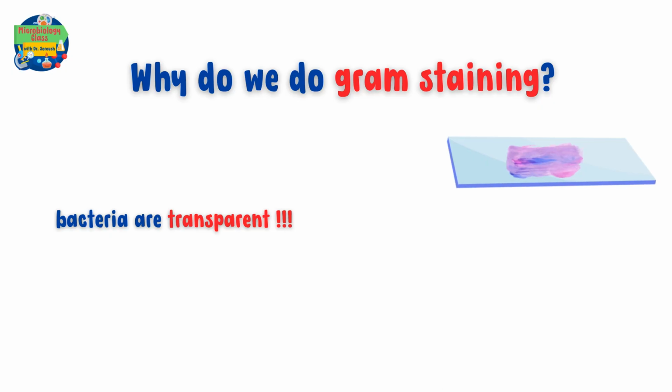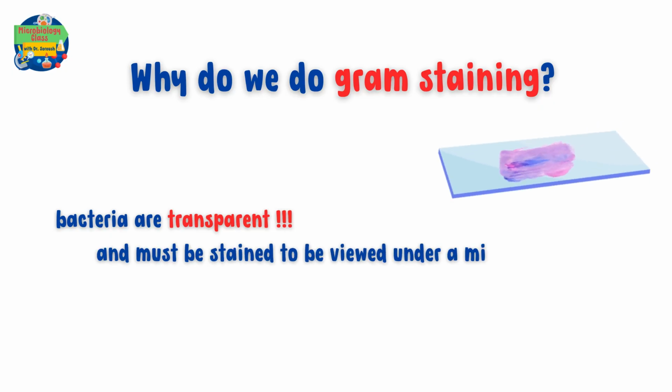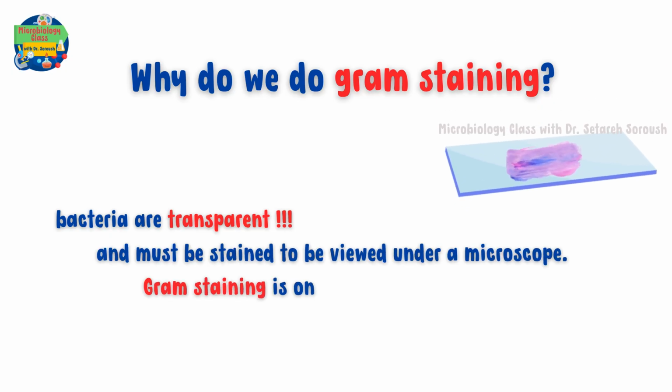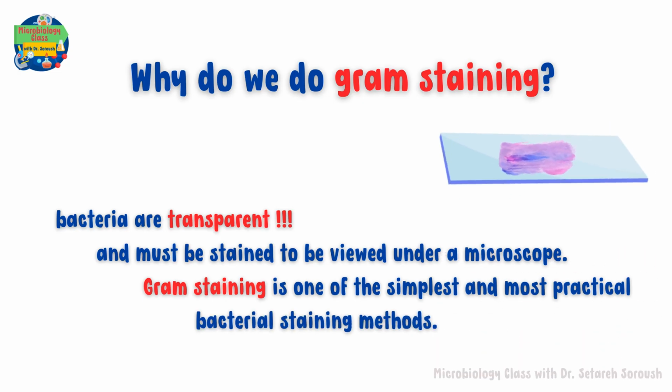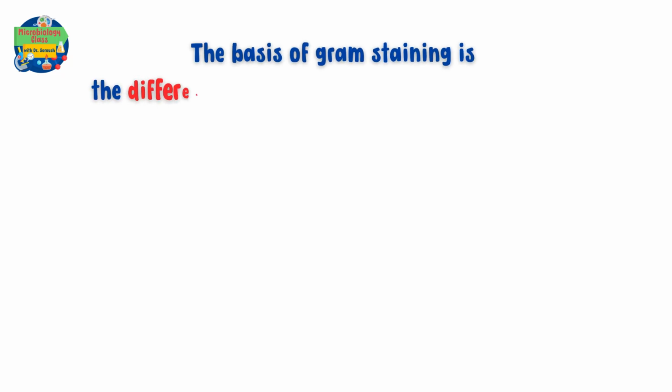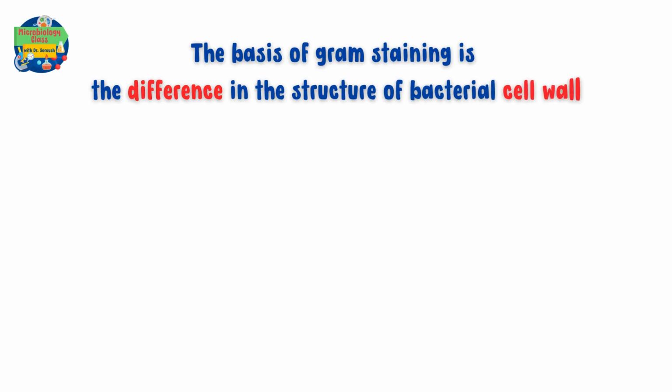Bacteria are transparent and must be stained to be viewed under a microscope. Gram staining is one of the simplest and most practical bacterial staining methods. The basis of gram staining is the difference in the structure of bacterial cell wall.